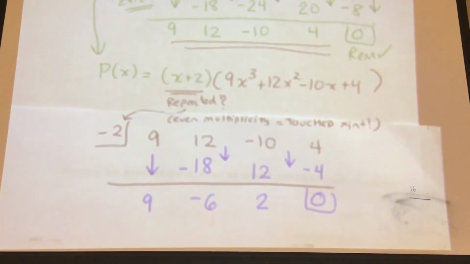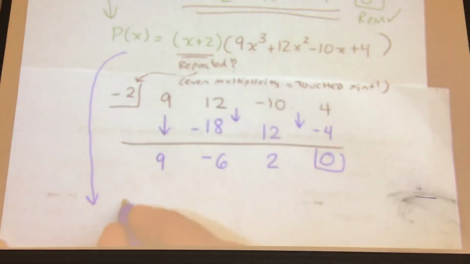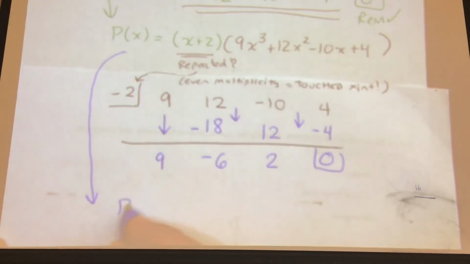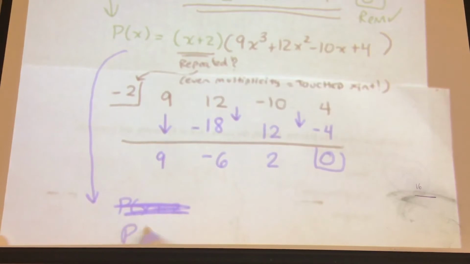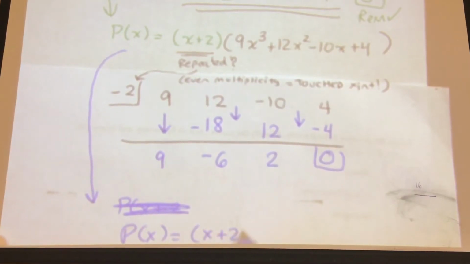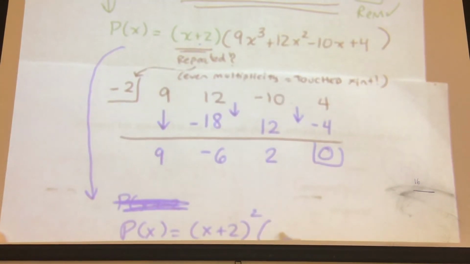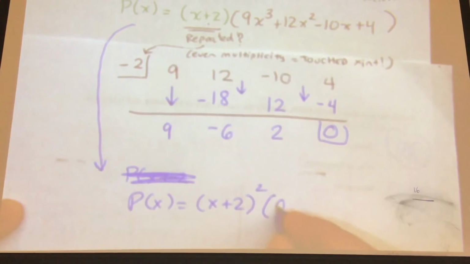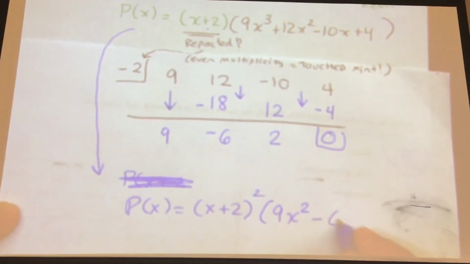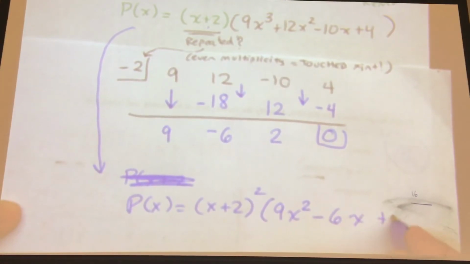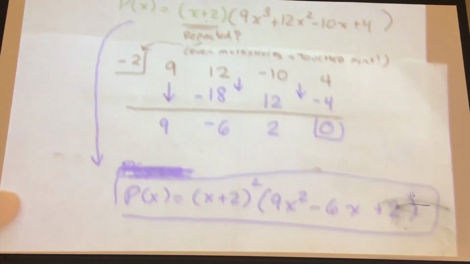All right. So let's take a look at where this leads us to. A lot of students get a little bit confused here because we already had x plus 2, didn't we? Now this means we have x plus 2 twice. So, yes, I wrote it wrong. Thank you. So p of x would equal x plus 2 squared, because we already had it this time, and now we have it again. Times 9, now it's 1 less, x squared, right? Minus 6x plus 2.